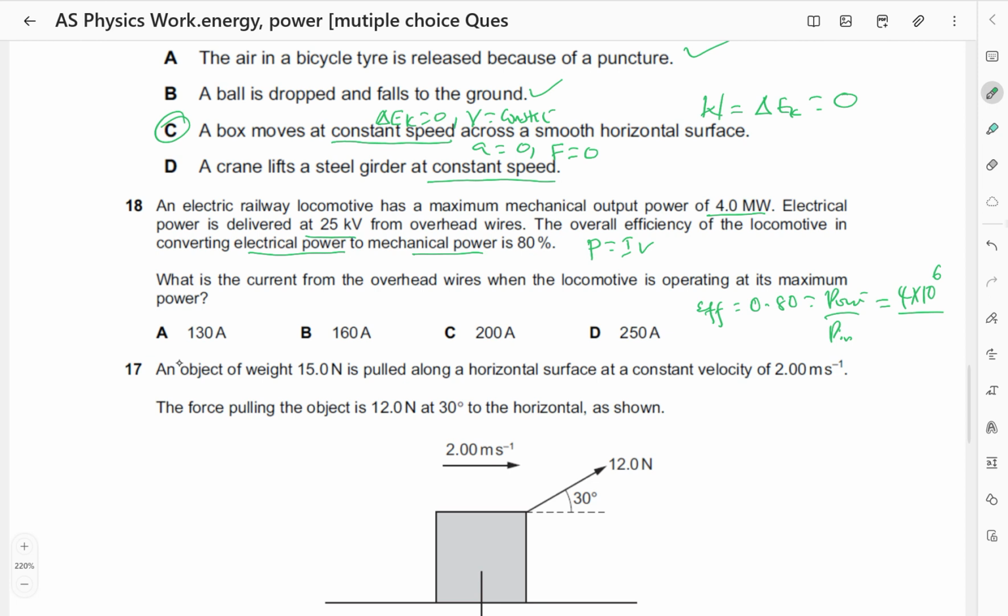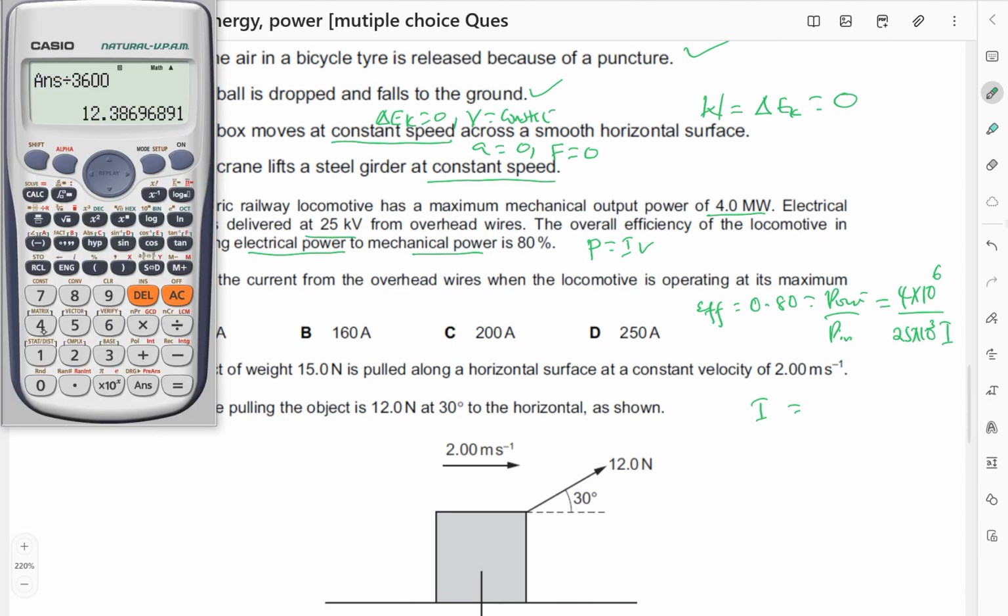Electrical power is delivered at 25 kilovolts from overhead wires. So from the wires we can get the input, and the input is going to be the current times the V. So this will be 25 times 10 power 3, that is V, times the current I. So we are trying to find I. So I is going to be equal to, I'll just press my calculator: 4 exponent 6 divided by, open brackets, 0.80 times 25 exponent 3. So this is giving me 200.